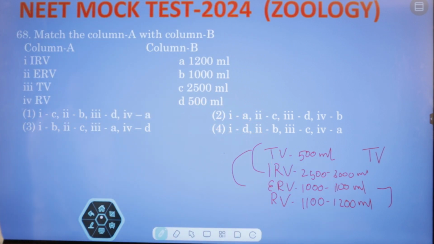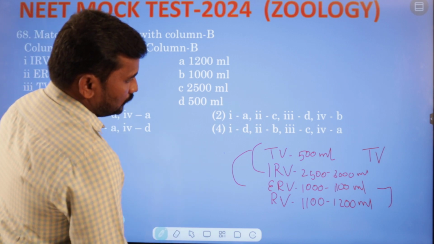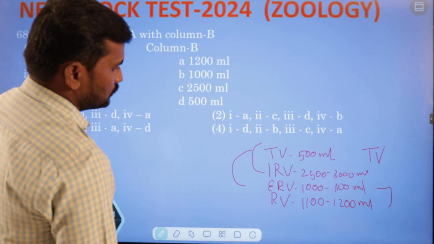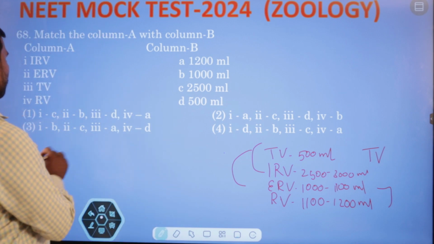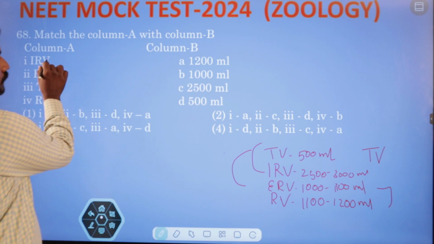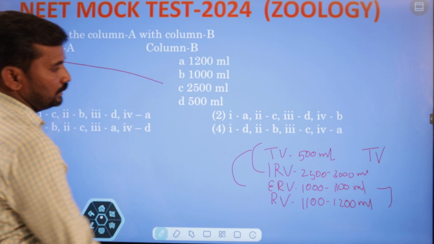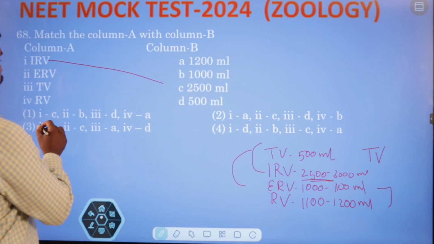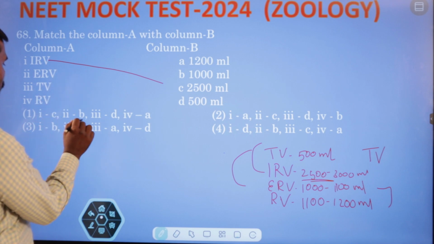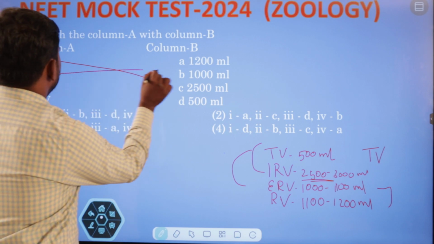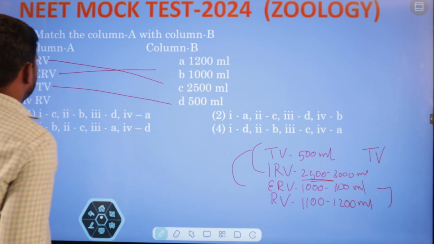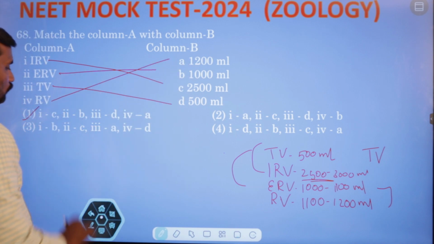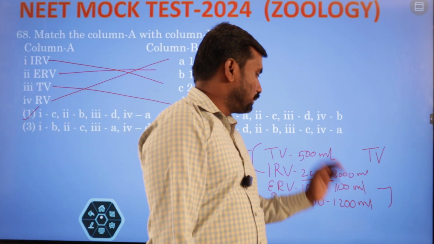So check out the answers. What is the value of IRV? ERV is 1000 to 1100. For example, the first option has IRV as 2500, and ERV is a lesser volume, in the thousands. Second one, TV, you know very well, there is no doubt, 500 mL. RV is only the remaining, which is 1200. So the correct answer is 1. The others do not match the answers.